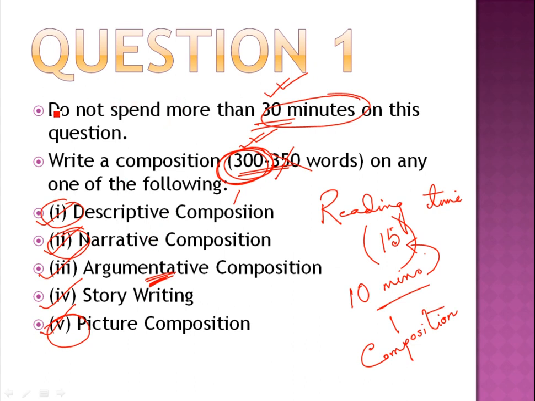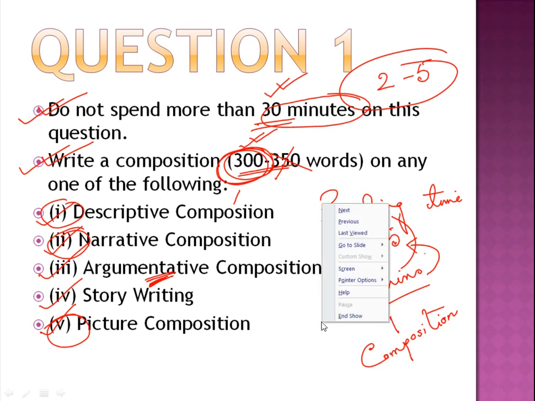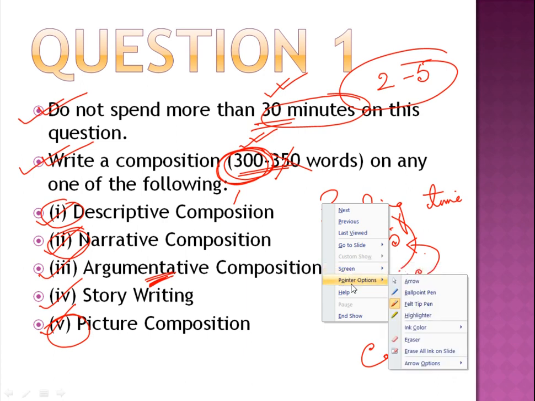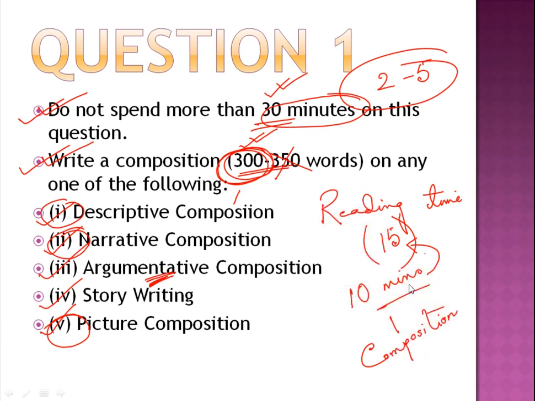So first, please remember this: do not spend more than 30 minutes on this question. Write a composition of 300 words on any one of the following. If you spend more than 30 minutes and do not end up writing a 300 word composition, you will have a tough time answering question numbers 2 to 5 in the paper. So these are the kinds of compositions we have: descriptive, narrative, argumentative, story, and picture.